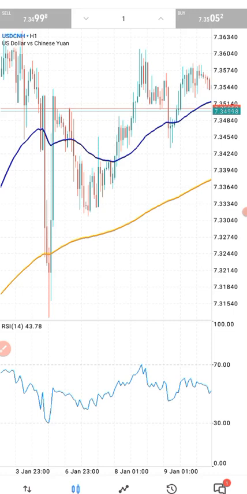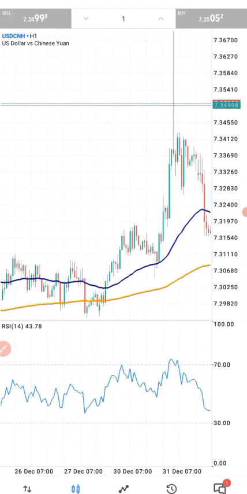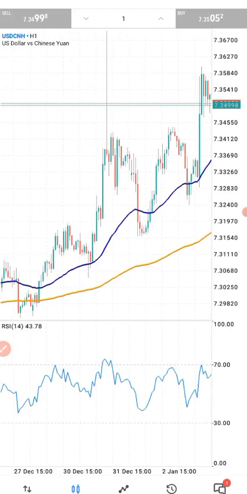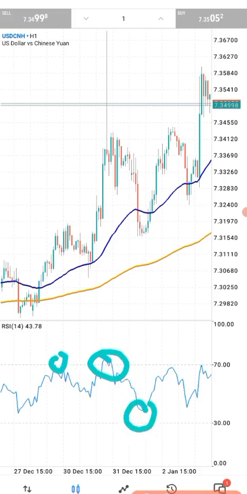For every sell, there must be a buy. And for every buy, there must be a sell. Take note of that. So once you want to use this relative strength index to trade, make sure you understand the overbought and oversold.